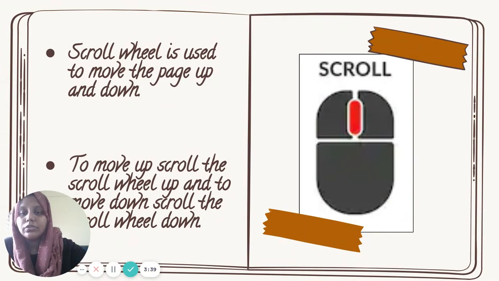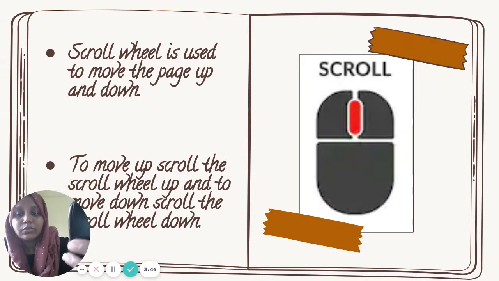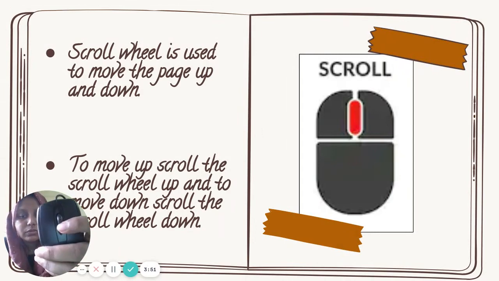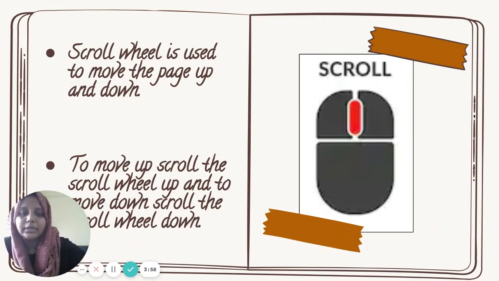Next is your scroll wheel. So what is the use of scroll wheel? The scroll wheel is used to move the page up and down. When we move the scroll wheel up, the page moves up. When we move the scroll wheel down, the page also moves down. So scroll wheel is used to move the page up and down. So these are the four mouse clicks that we have: left click, right click, scroll wheel, and your double click.